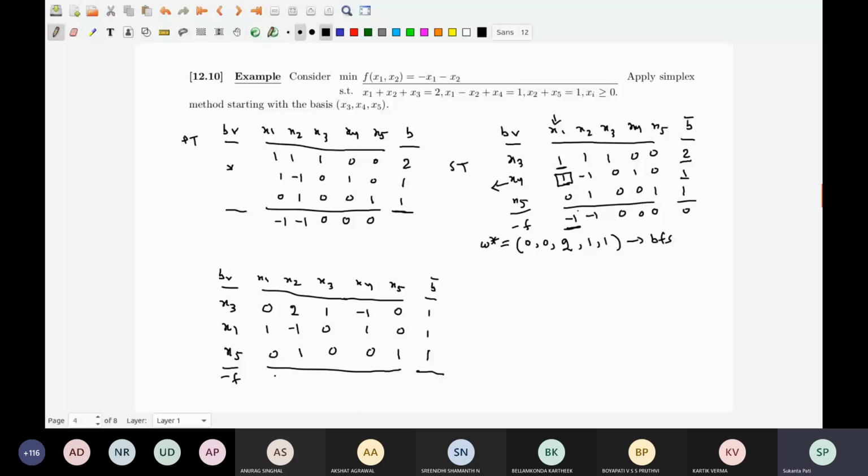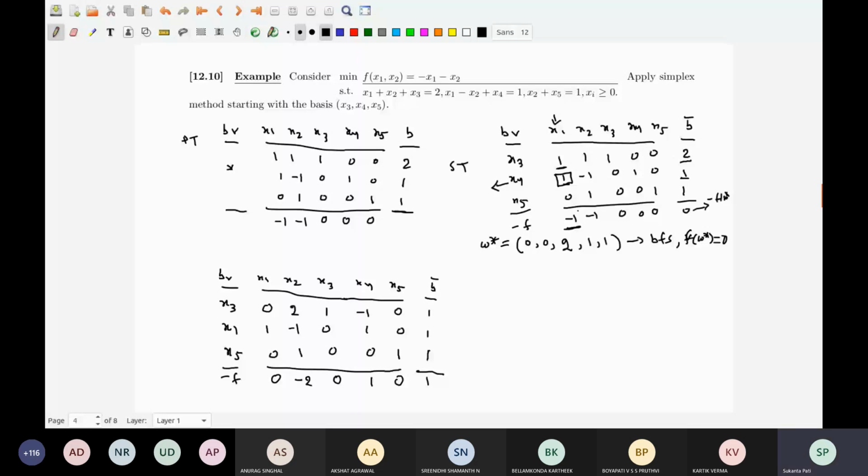and 1 over here. Oh, by the way, W star was your BFS earlier, and what was the value? FW star? FW star was 0. This is minus FW star. So FW star was 0. The value was 0.